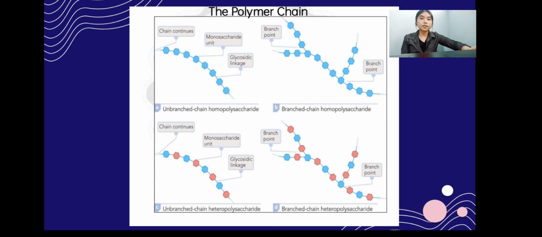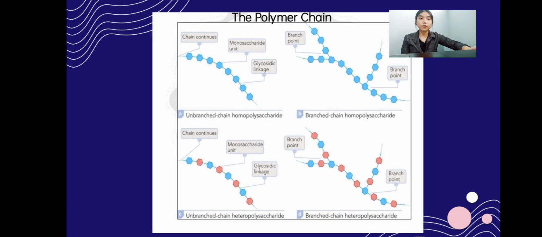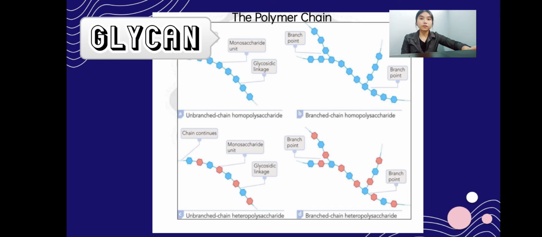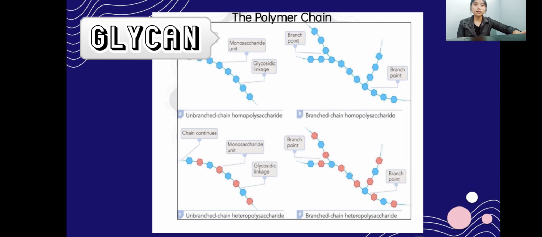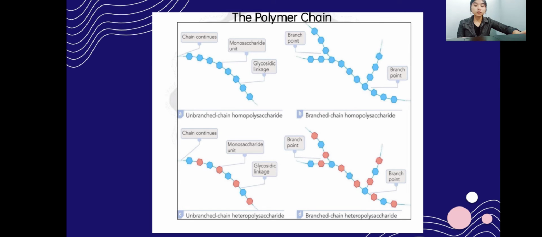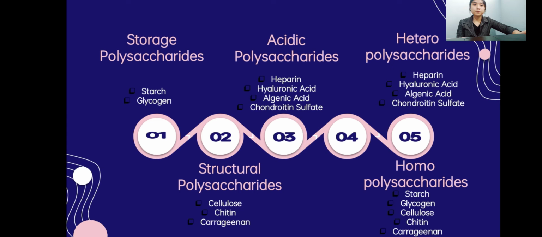So many monosaccharide units bound with glycosidic linkages, branched or unbranched, homopolysaccharides or heteropolysaccharides. The alternate name of this polymer chain is glycan. Then it has limited water solubility. Next, we have the types or the characteristics of the polysaccharides.